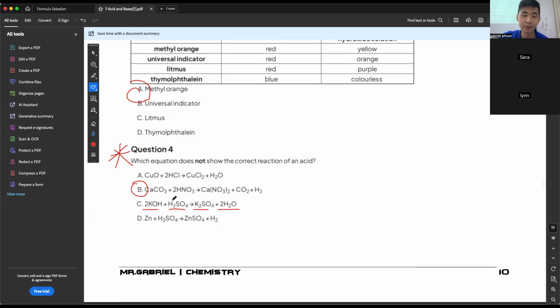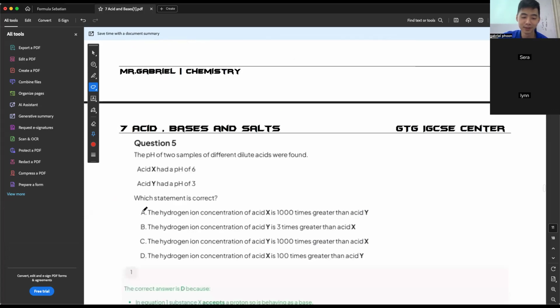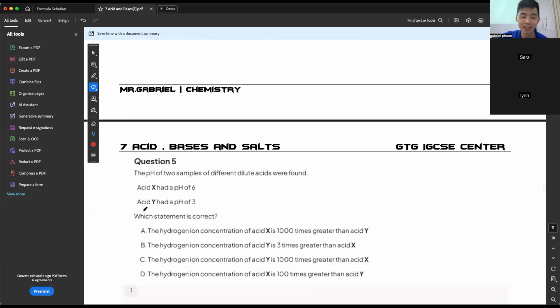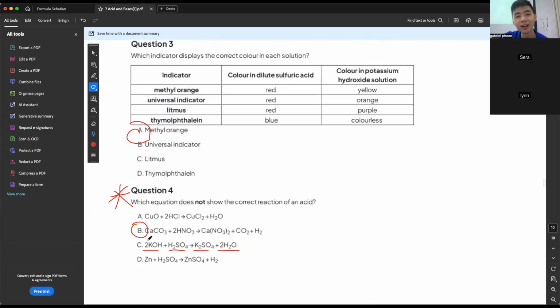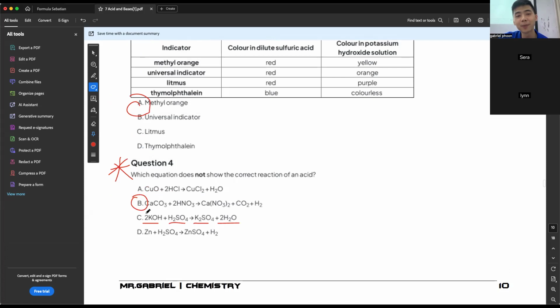What's your answer for number five? C, incorrect. Okay, let's talk about this question first. First and foremost, this is a carbonate, and this is an acid. Carbonates will form three things. What are the three things? Refer to your notes and tell me. Salt, water, and carbon dioxide, right? The most distinctive one is always carbon dioxide.